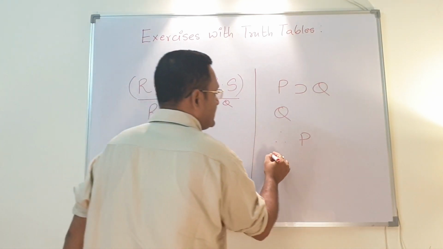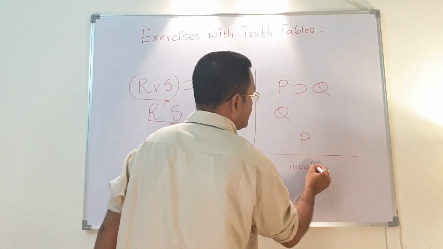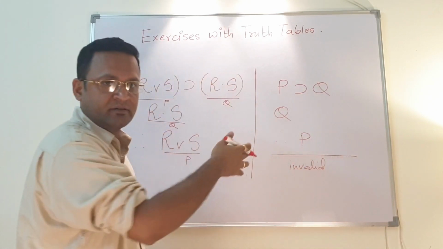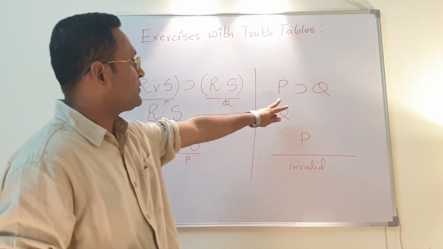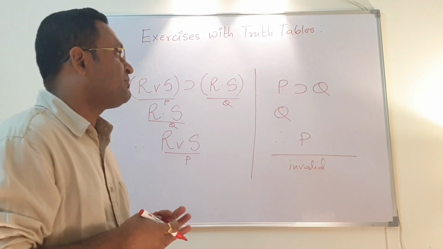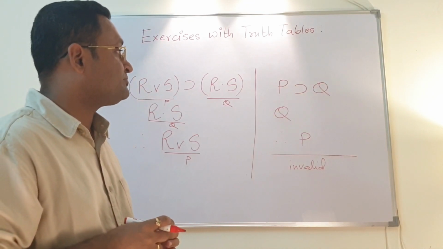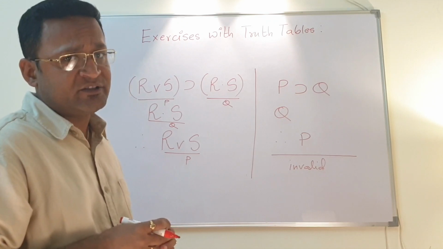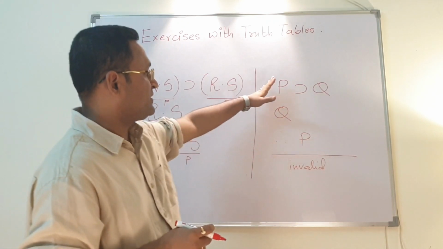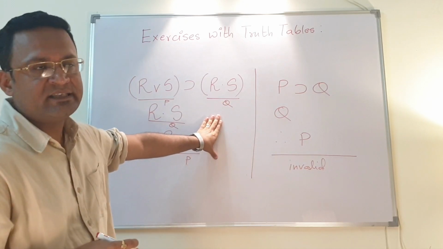Now we know that this argument is an invalid argument, right? We checked a few moments back that this argument is invalid. If you remember the name of this argument, it is called fallacy of affirming the consequent, right? So this argument and this argument are exactly on the same platform.